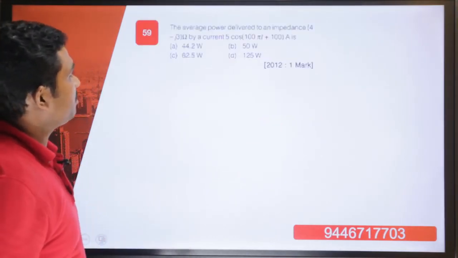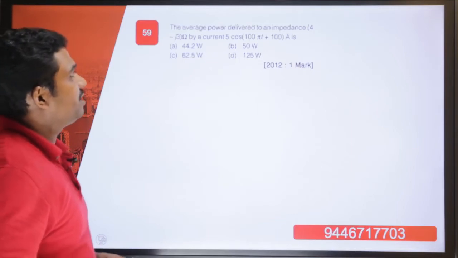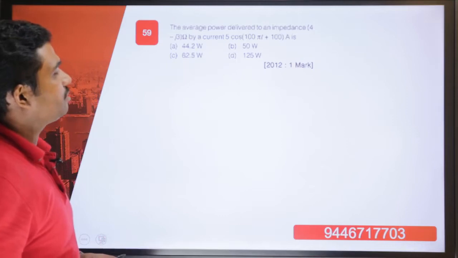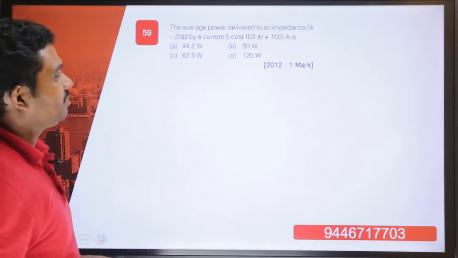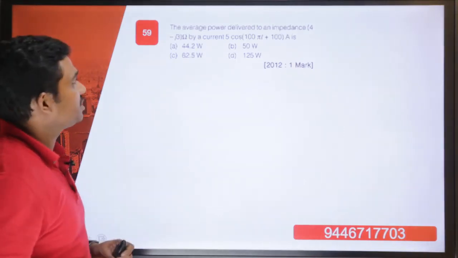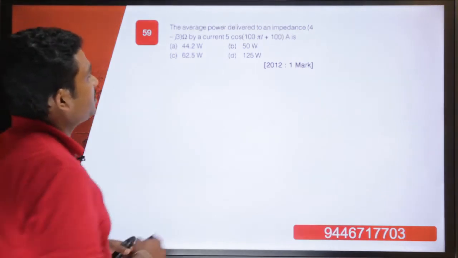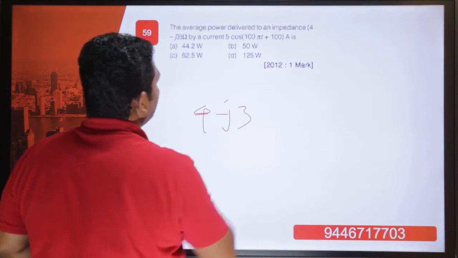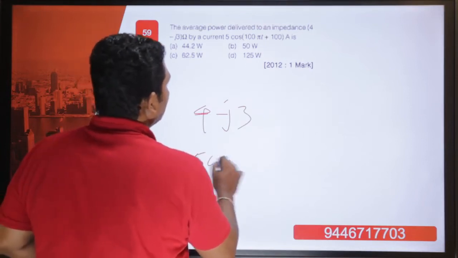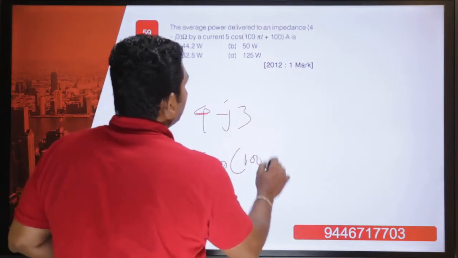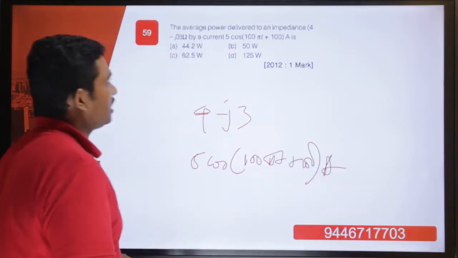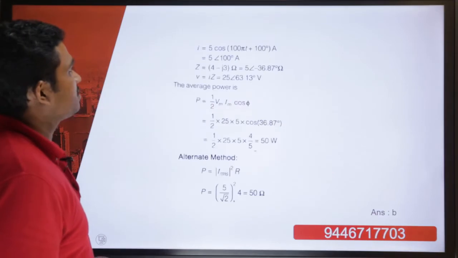Now moving into question number 59. Average power delivered to an impedance 4 minus J3 ohm by a current 5 cos 100 pi t plus 100 ampere is what is the question. What is our impedance? Our impedance is 4 minus J3 and the current is 5 cos 100 pi t plus 100 amperes. So the impedance is given, the current is also given.